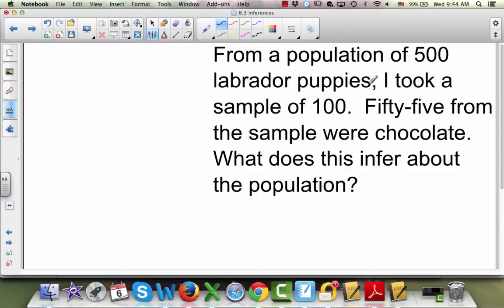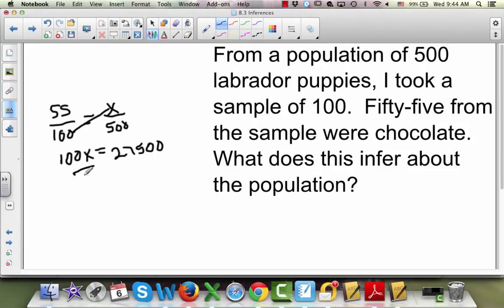From a population of 500 Labrador puppies, I took a sample of 100. 55 of my 100 in the sample were chocolate. So out of the 500, how many would you predict or infer would be chocolate? We do this same thing. We go 100 times x equals 500 times 55, and that gives us 27,500. Divide by 100 on both sides, put our line. X equals 275. So we could infer that about 275 of the 500 would be chocolate labs.